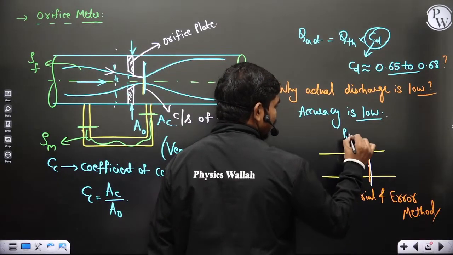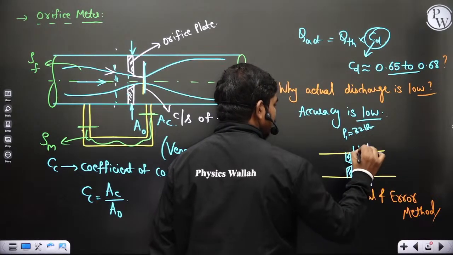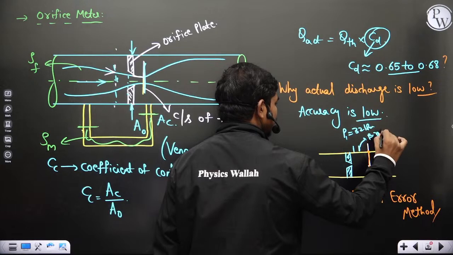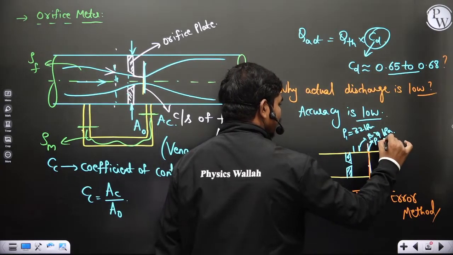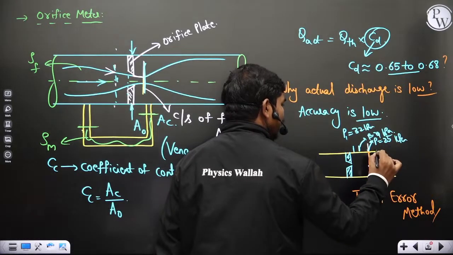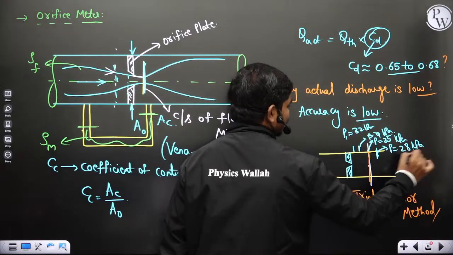Let us suppose if this is P1, let us say some 32 kilopascals. Then you keep here, this is 29 kilopascals. Let us suppose here you calculate the pressure is 25 kilopascals. Then again, when you come to this location, the pressure will increase. P is equal to 28 kilopascals. Let us suppose if this is the pressure.